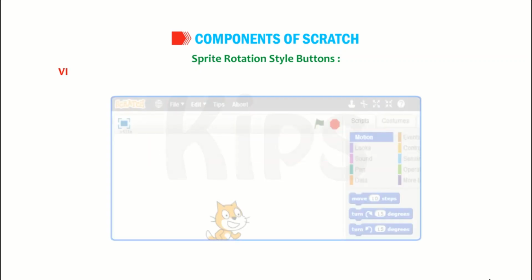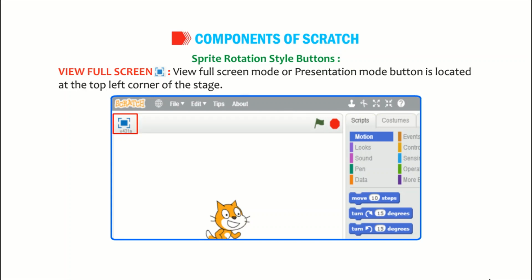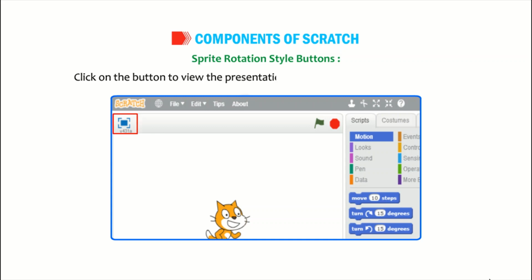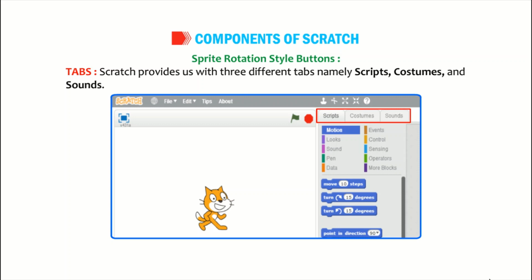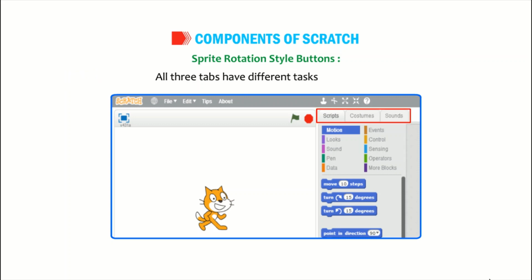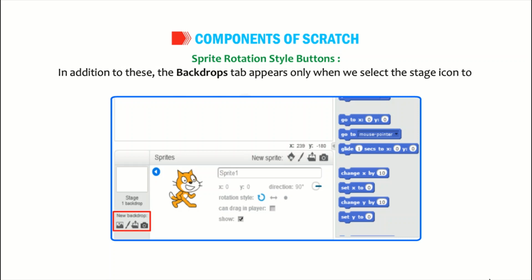View full screen. View Full Screen Mode or Presentation Mode button is located at the top left corner of the stage. Click on the button to view the presentation of your project in full screen mode. Tabs. Scratch provides us with 3 different tabs, namely Scripts, Costumes and Sounds. All 3 tabs have different tasks to perform. In addition to these, the Backdrops tab appears only when we select the stage icon to add any inbuilt background on the stage or to paint a new background.